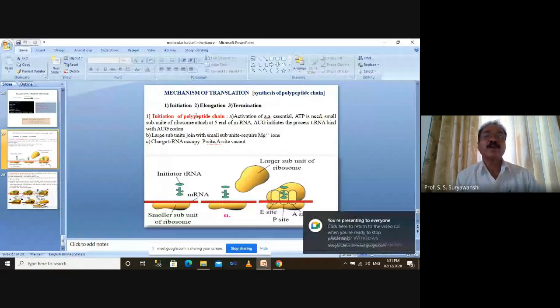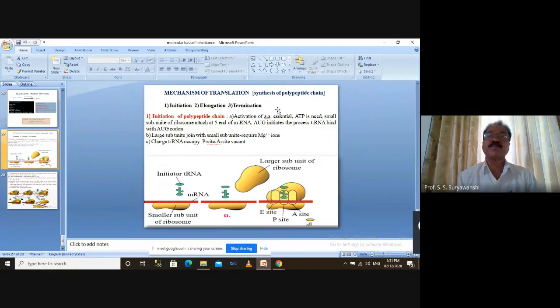Okay, so this is all about the mechanism of translation, that is, the synthesis of the polypeptide chain. These are the three steps I mentioned before: the process of initiation, second is elongation, and then the termination. That ends the protein synthesis process.